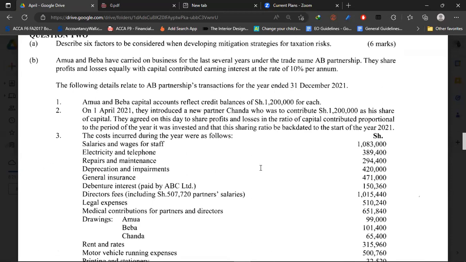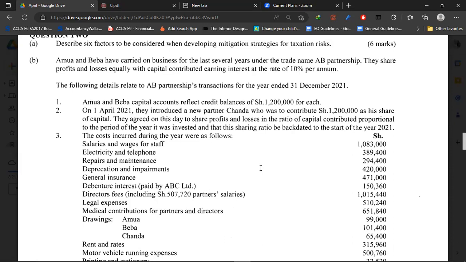Amoa and Beba have carried on business for the last several years under the trade name AB Partnership. They share profits and losses equally, with capital contributed earning interest at the rate of 10% per annum. The following details relate to AB Partnership's transactions for the year ended 31st December 2021. 1. Amua and Beba capital accounts reflect credit balances of 1.2 million shillings each. 2. On 1st April 2021, they introduced a new partner, Chanda, who was to contribute 1.2 million shillings as his share of capital. They agreed on this day to share profits and losses in the ratio of capital contributed proportional to the period of the year it was invested, and that this sharing ratio be backdated to the start of the year 2021.